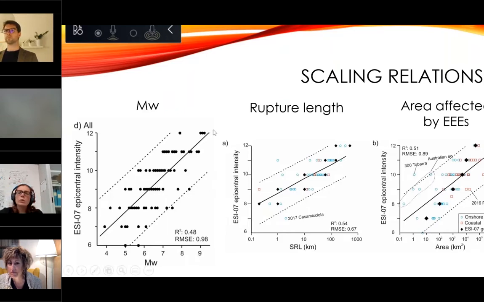So, well, we see almost everywhere a good scaling relation. As expected, basically, the epicentral intensity gets higher with a bigger magnitude, longer primary ruptures, and a bigger affected area. We, of course, also provide the numerical coefficient and standard deviation for the regressions.